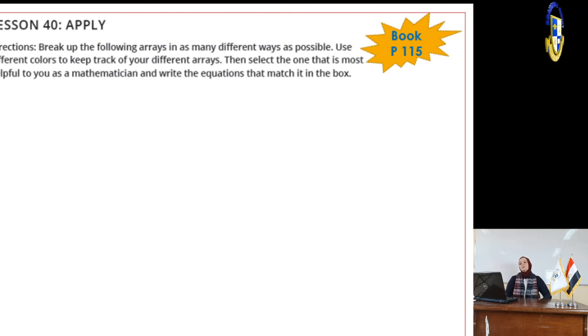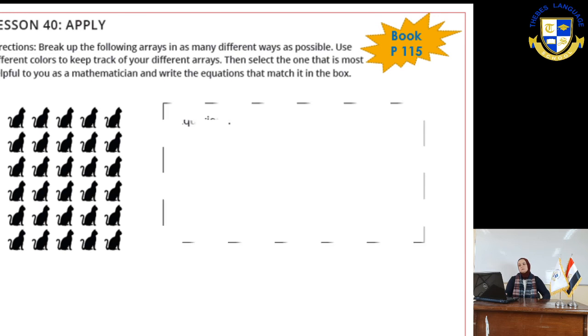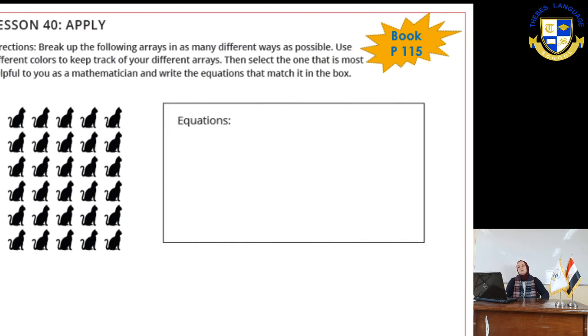Okay, break up the following array in as many different ways as possible. Use different colors to keep track of your different arrays, then select the one that is most helpful to you as a mathematician and write the equation that matches it in the box. Okay, here we have an array of cats. It consists of 5 columns and 6 rows. Okay, so we are going to break the 5 columns into 2 parts, one of 2 columns and the other one will be of 3 columns.